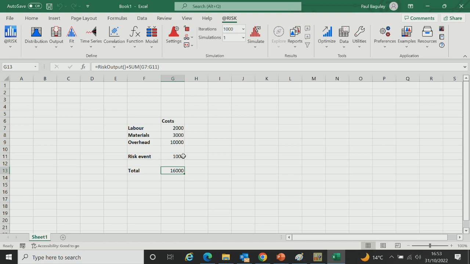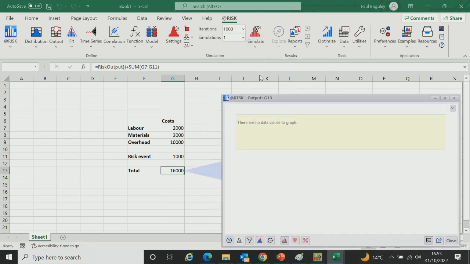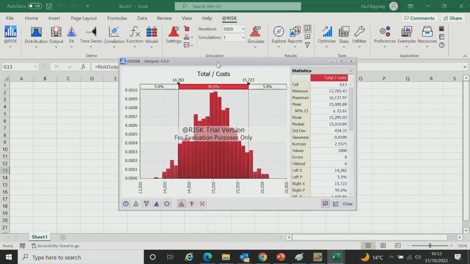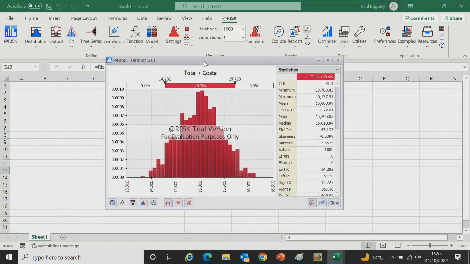and I've put this down as a risk event, as a Bernoulli. It either happens or it doesn't, with a £1,000 impact. I've got 1,000 iterations here at the top, so I should be able to just press start simulation. Oh, there we go. And that's what our cost risk output would look like.